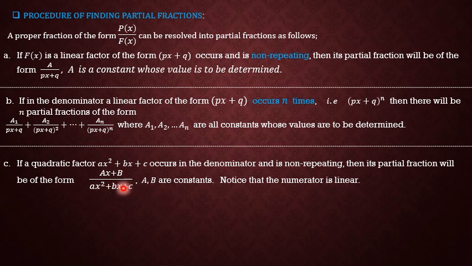So when we are dealing with a quadratic in the denominator, always make sure that your unknown in the numerator is linear. It means when you are dealing with a cubic in the denominator, your unknowns in the numerator should be quadratic. Likewise, when you are dealing with quartic polynomials, your unknowns in the numerator should be cubic. All right.